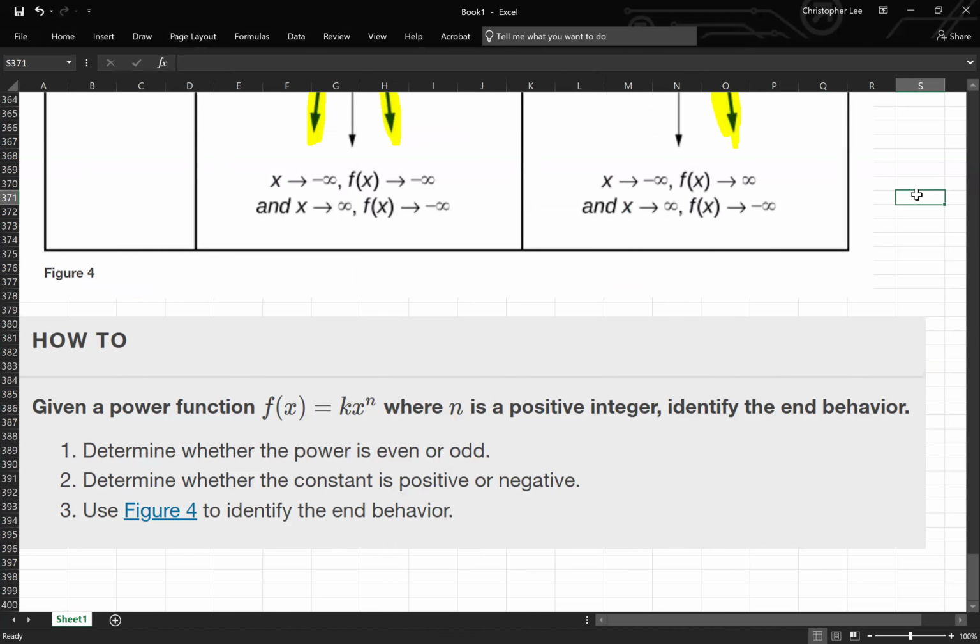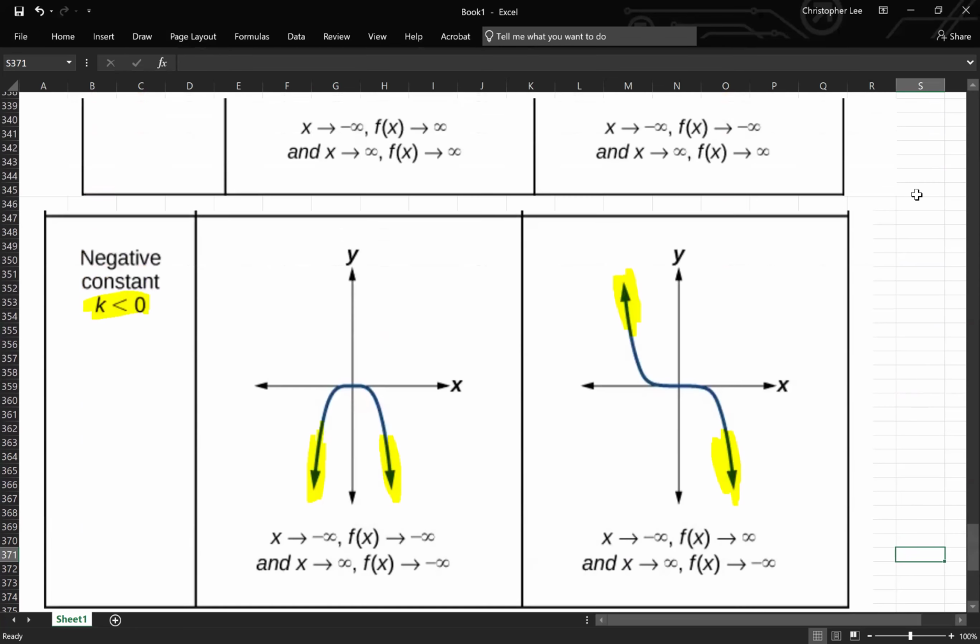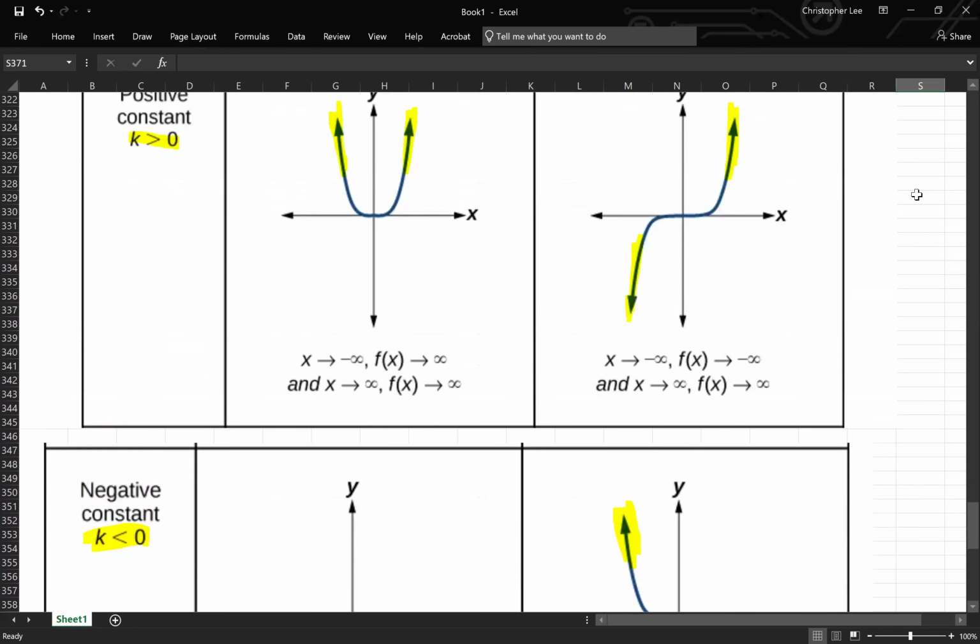So given a power function, f of x equal to k x to the n power, where n is a positive integer, you want to identify the end behavior. So here's how we do it. Step one, determine whether the power is even or odd. That's simple. We just look at the exponent that's on it. Step two, determine whether the constant is positive or negative. Again, simple. That's just the coefficient that's in front of the variable. And then step three, use figure four to identify the end behavior. So they're telling you to use these four charts right here to tell me what the end behavior would be. And that's it.